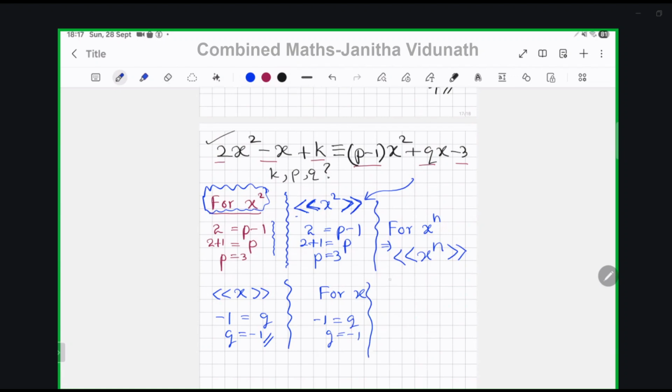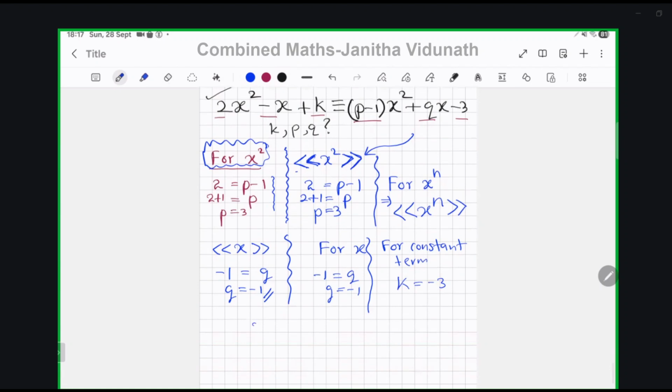Then someone can say for the constant term, k is equal to negative 3. Or we can say x to the power 0. This means the constant term, and put k is equal to negative 3. Okay.